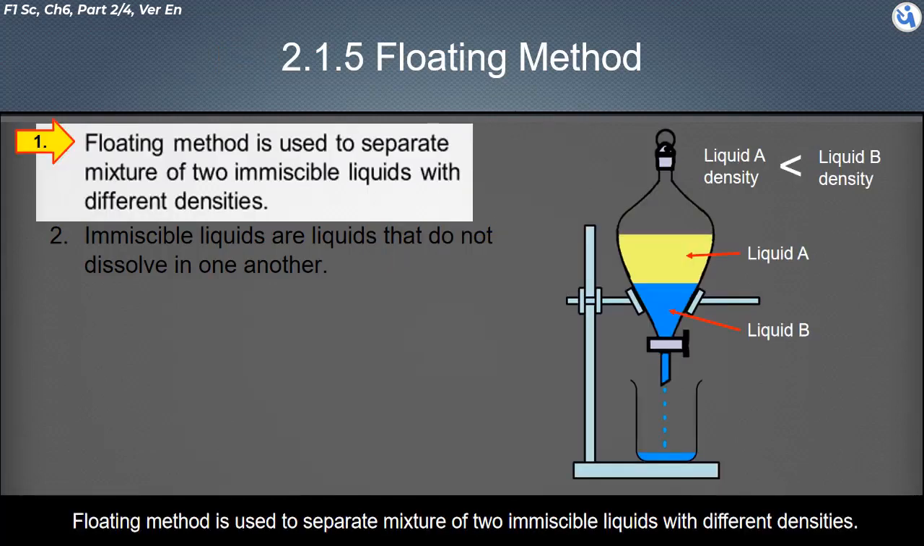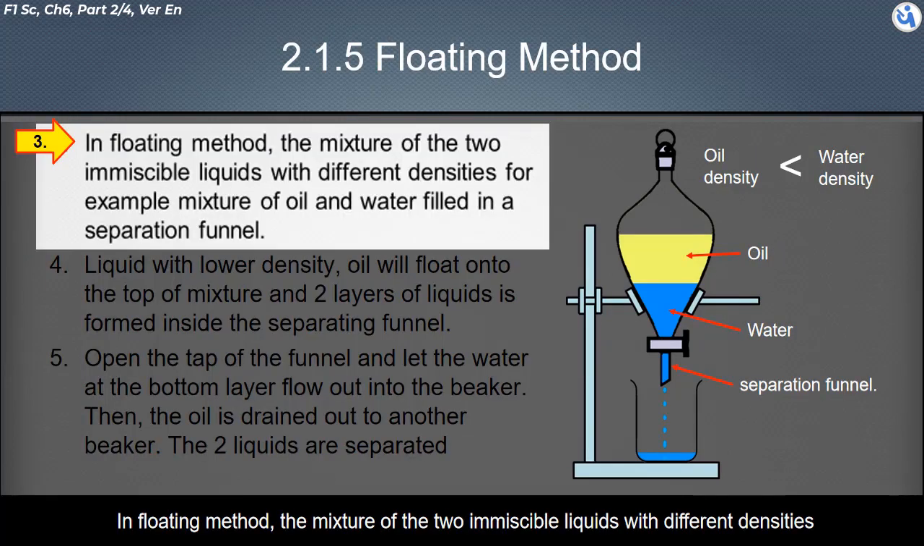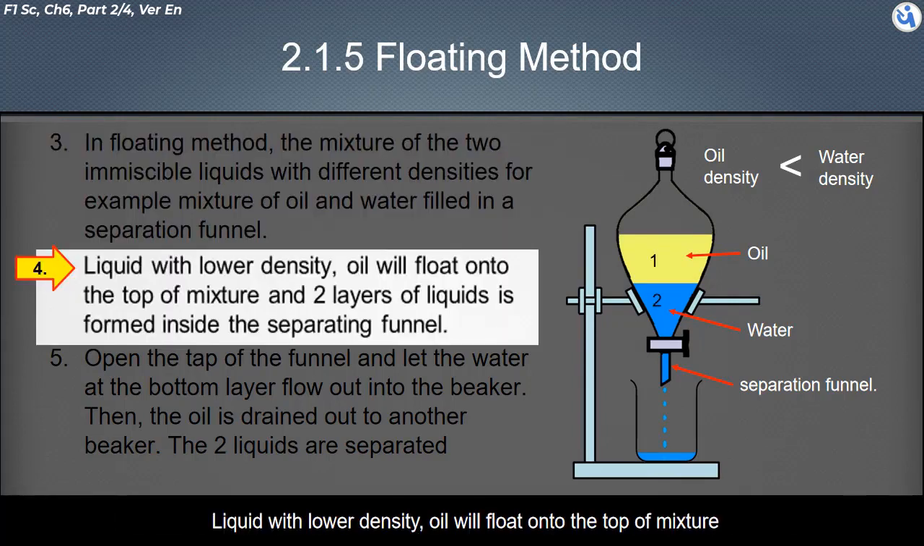The floating method is used to separate a mixture of two immiscible liquids with different densities. Immiscible liquids are liquids that do not dissolve in one another. In the floating method, for example, a mixture of oil and water is filled in a funnel. The liquid with lower density, oil, will float on top of the mixture, and two layers of liquids are formed inside the separating funnel.